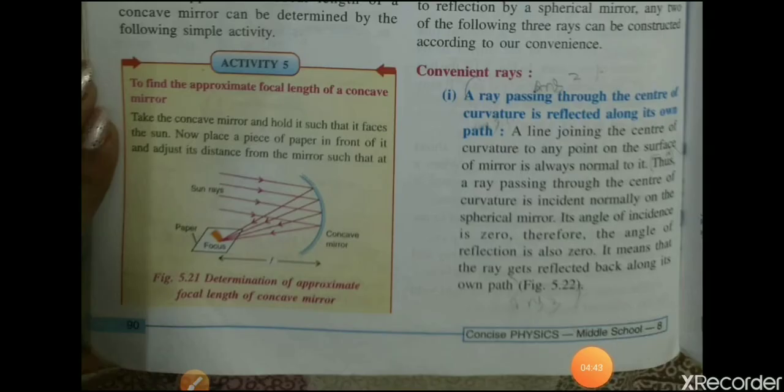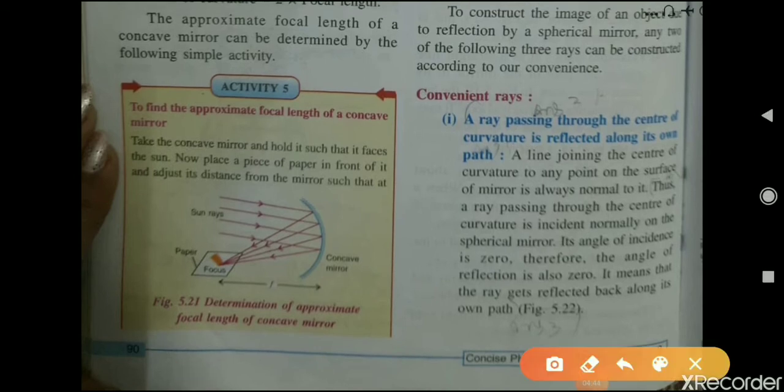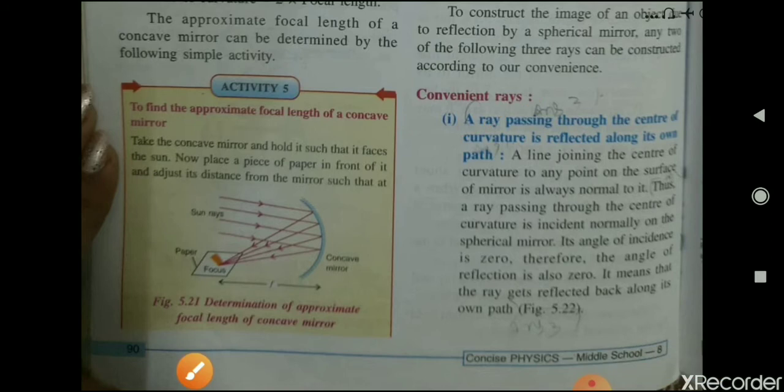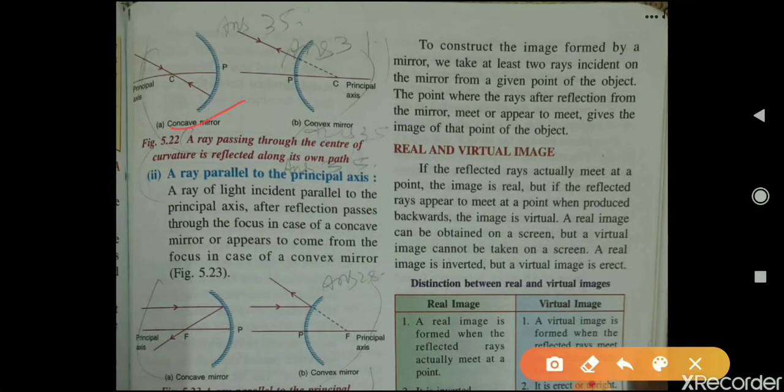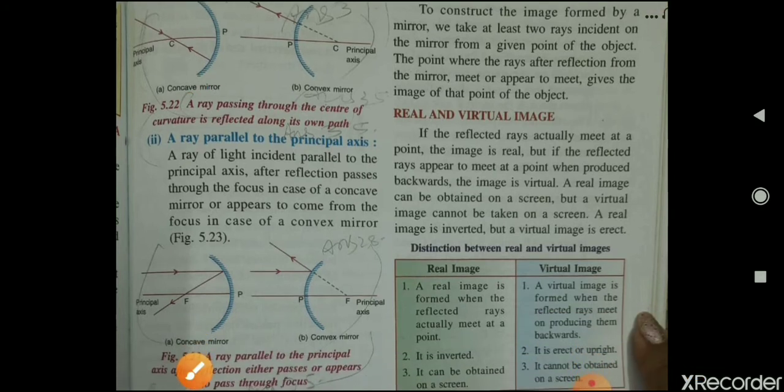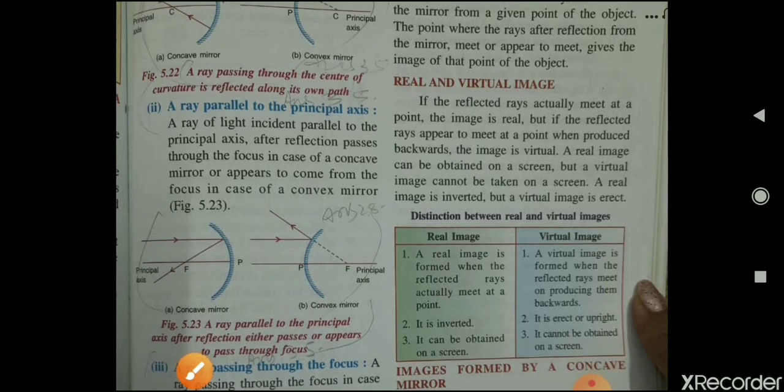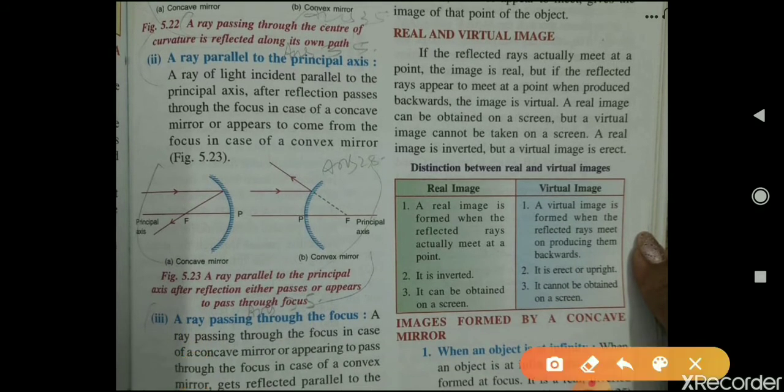For the answer, you have to write this point. A ray passing through the center of curvature is reflected along its own path, and you have to draw this diagram, that is figure number 5.22. And then second is a ray parallel to the principal axis, which after reflection passes through the focus, and also you have to draw this diagram.